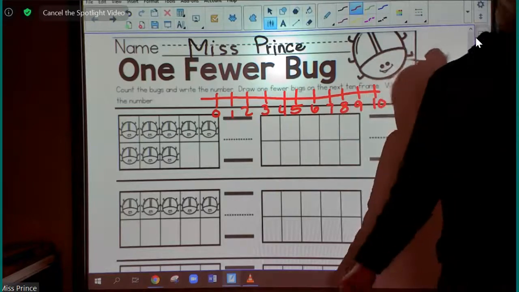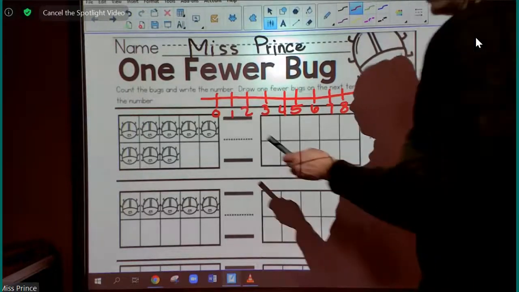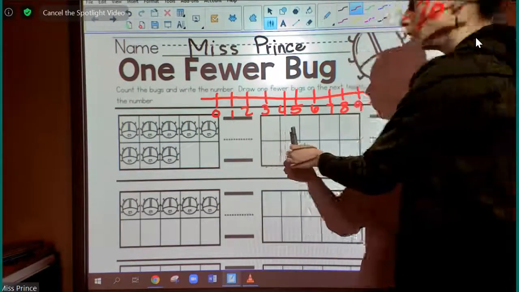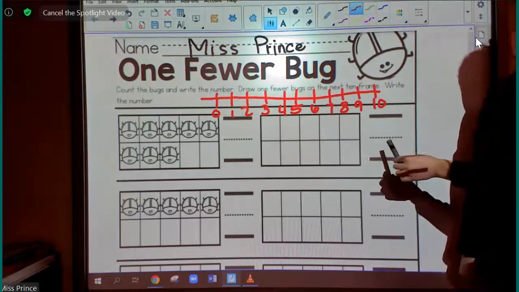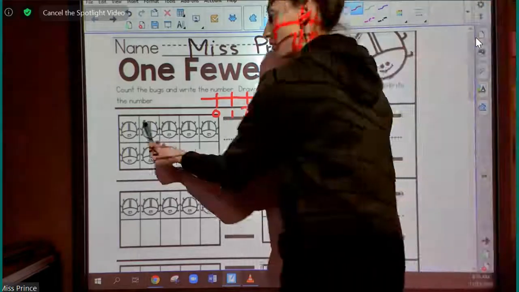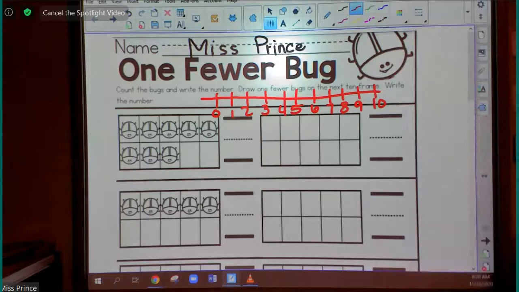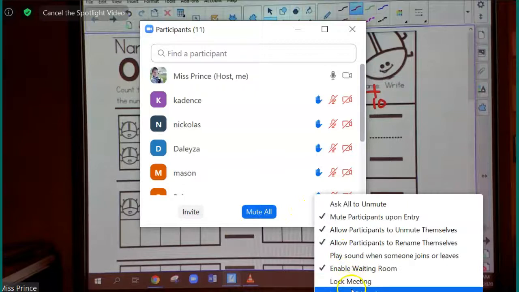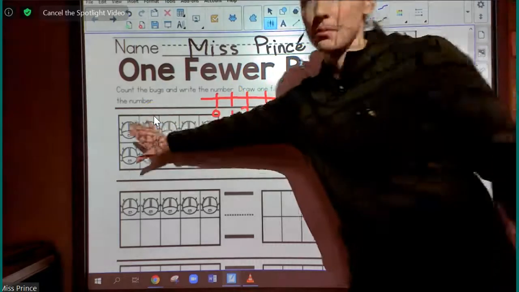I'm going to read the directions, and then I'm going to be calling on friends to help me figure this out. I'm going to do the first one so you guys can see what it looks like. Count the bugs and write the number, and then draw 1 fewer bugs on the next 10 frame and write that number. So first thing we need to do is count these bugs. So I want you to count. I'm going to put hands down and I'm going to call on a friend who's raising their hand to tell me how many bugs they see in that first 10 frame. Okay, hands are down, and now I'm looking to see who can count these and tell me how many.